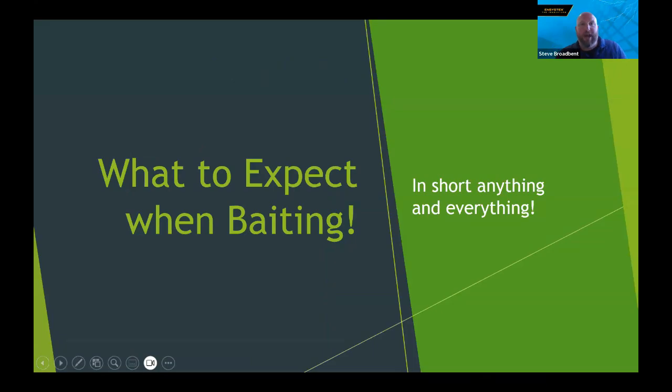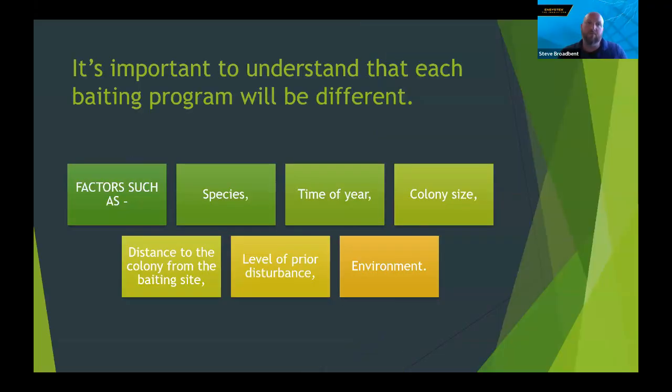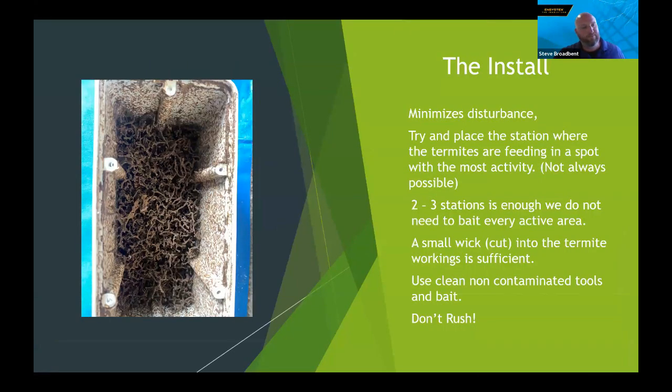Okay, so what to expect when baiting? In short, anything and everything. So it's important, like I said, to understand that each program is going to be different. And why is that? Some of the factors that come into play are things like the species that we're dealing with, the time of year that we're baiting, colony size, distance to the colony from the baiting site, level of prior disturbance, and the environment that we're baiting in.